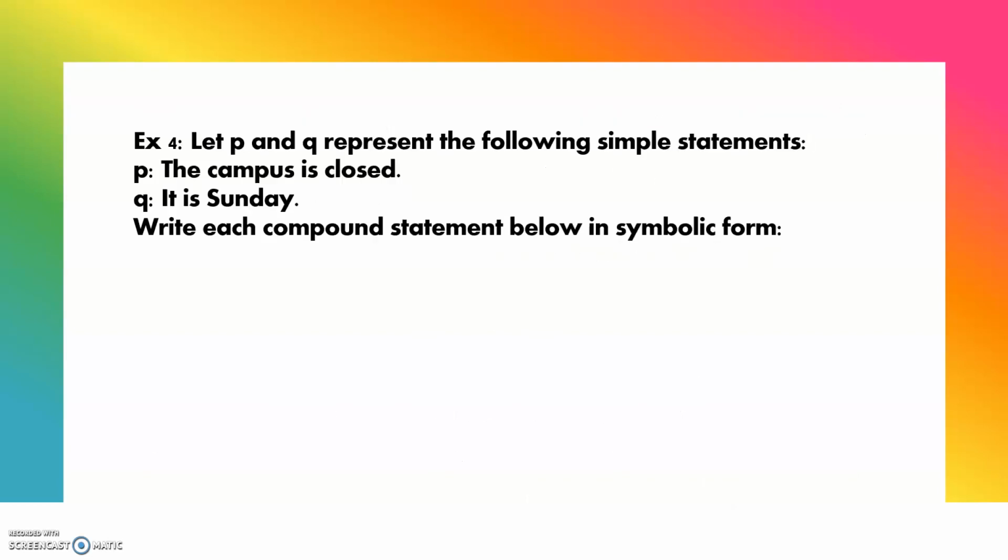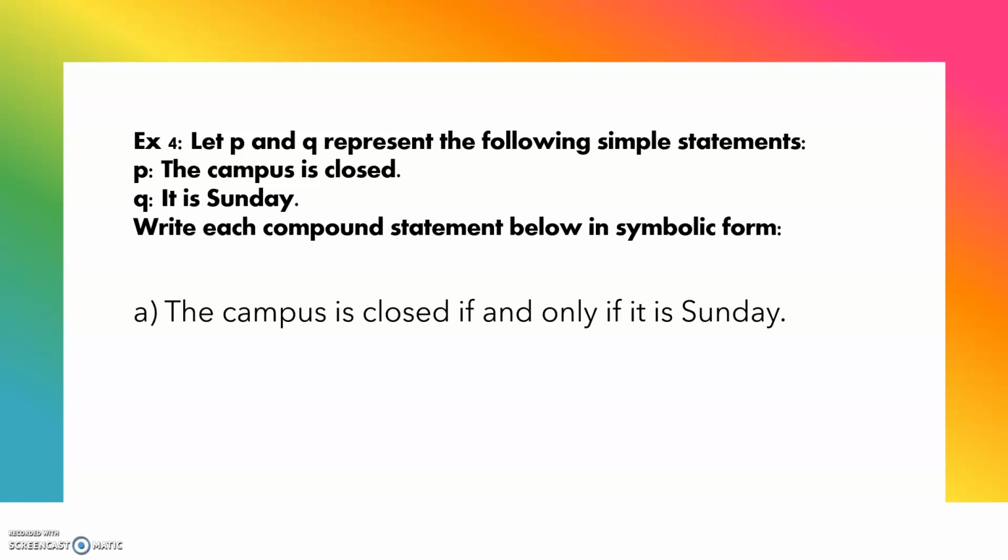Here's an example. Example 4. Let P and Q represent the following simple statements. Statement P, the campus is closed. Statement Q, it is Sunday. So we want to write each compound statement below in symbolic form. So here's the first statement. The campus is closed if and only if it is Sunday. So we're connecting two statements with the if and only if. So that lets me know I'm going to be using the double arrow. So the campus is closed is P. That's the first statement. And then it is Sunday is Q. So this would just be P if and only if Q. So P double arrow Q. That's how you will represent that in symbols.